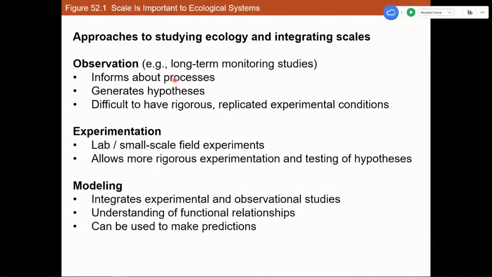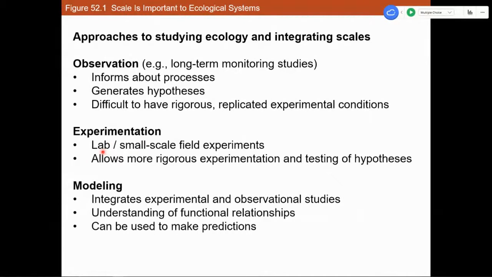So you can say, I saw that population has halved over the last decade. Why is that? Is it because other predators have increased? Is it because the physical environment has changed? It's got warmer or colder or wetter or something? You can generate relationships and hypotheses. You can also then test those hypotheses using experiments.